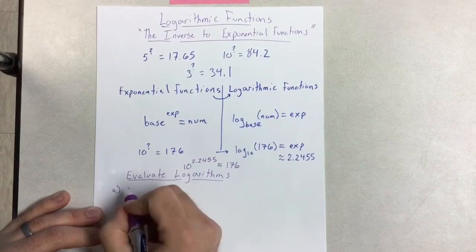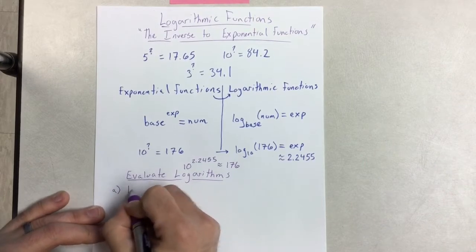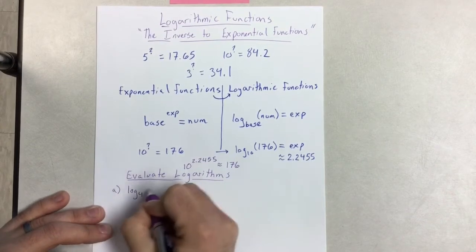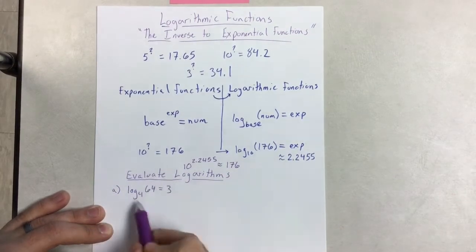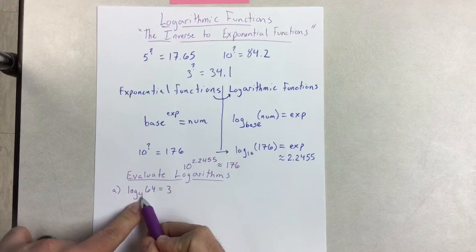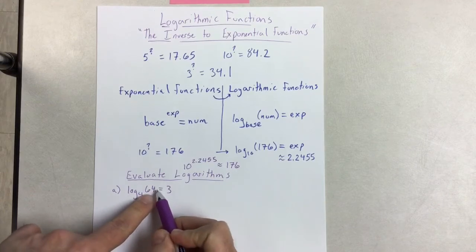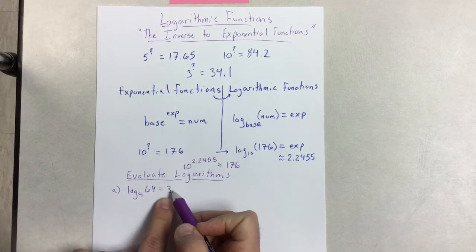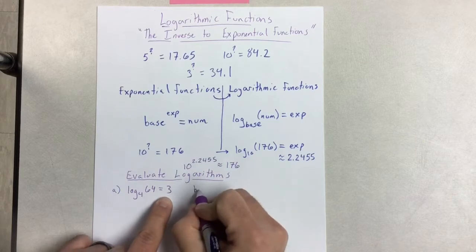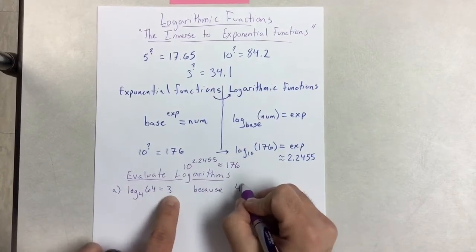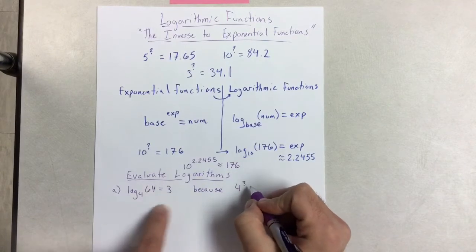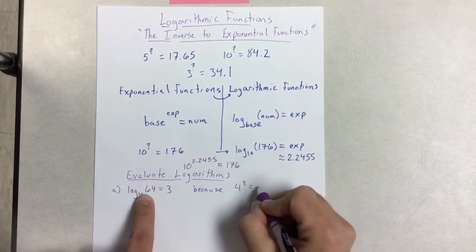So let's say we have this logarithm. Log base 4 of 64 equals 3. So let's talk about this. If I take log base 4 of 64, it equals 3. So why does this make sense? Well, if I raise 4 to the power of 3, what this whole thing says is I will get 64.